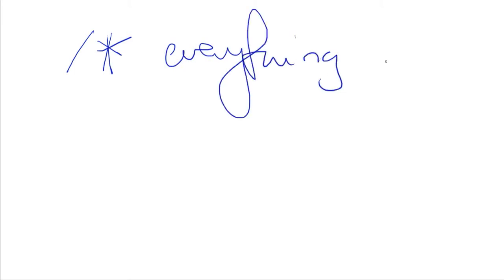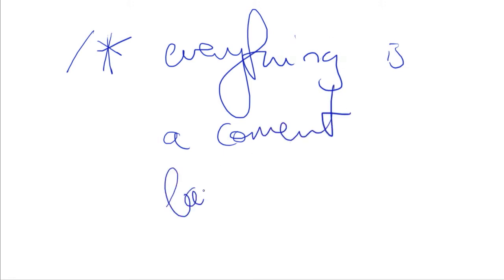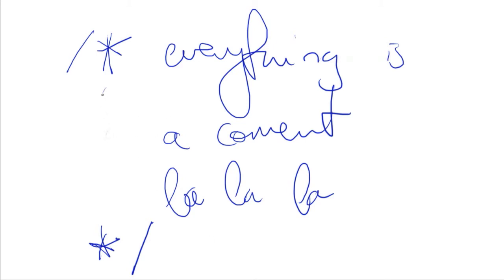Now, once you do that, everything is a comment, no matter whether you put it on the next line or not. So, la, la, la, it's just a comment until you have an asterisk and another forward slash. So everything in between these is a comment. Now that sometimes gets confusing.